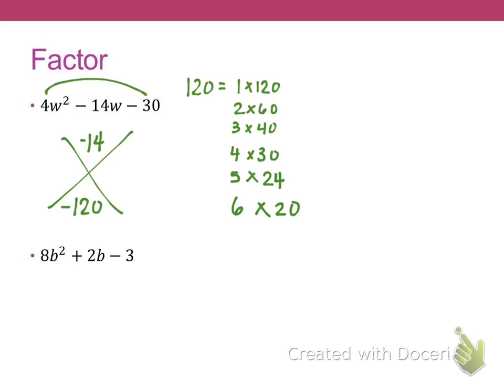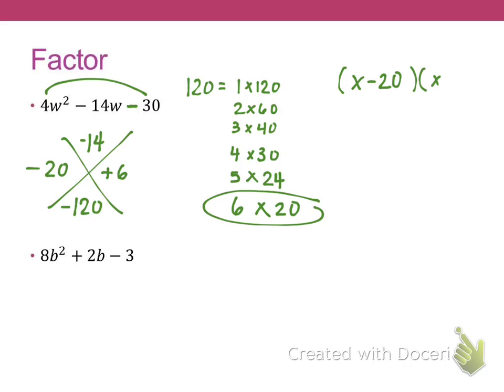And let's ask ourselves, which ones subtract to give me 14? So I go down my list, 20 minus 6. So I write 20 and 6. Since 14 is negative, the 20 becomes negative, the 6 becomes positive. So I'm going to do x minus 20 and x plus 6.